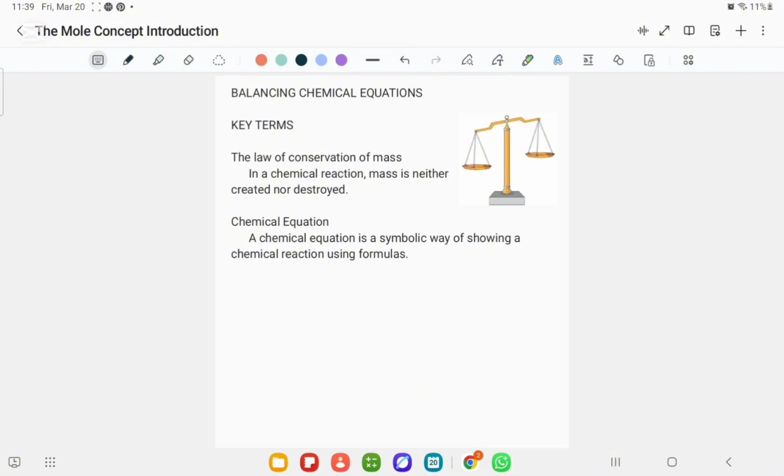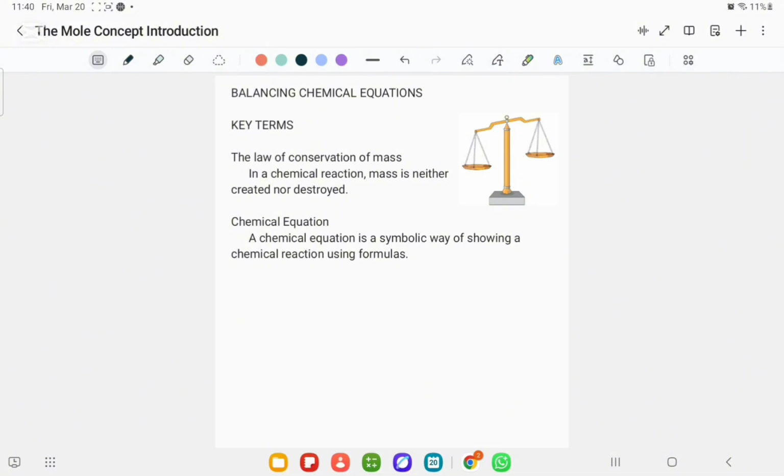Think of Lego blocks, right? The Lego blocks are the atoms. You can rearrange the Lego blocks and build whatever you like, but in reality, you cannot create the Lego blocks and you cannot destroy them. It's the same principle that applies to conservation of mass, right? The atoms may be rearranged in a chemical equation, but the mass is the same. It's neither created nor destroyed.